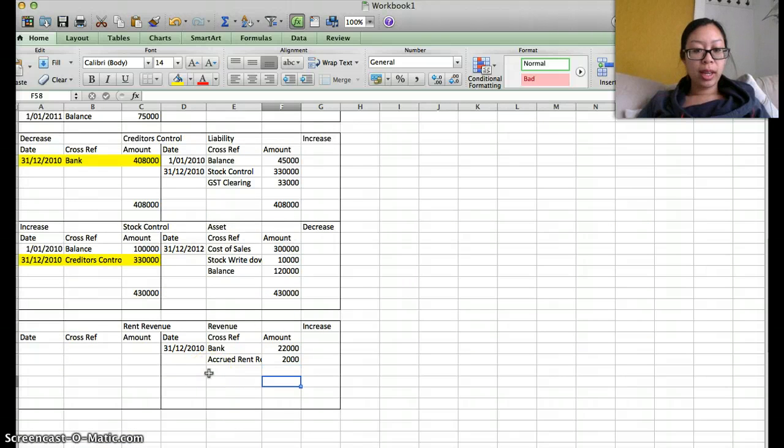So then we close it. So that year we earned a total of $24,000, but $2,000 is not paid to us yet. And we close it to the profit and loss summary. And that's done there.